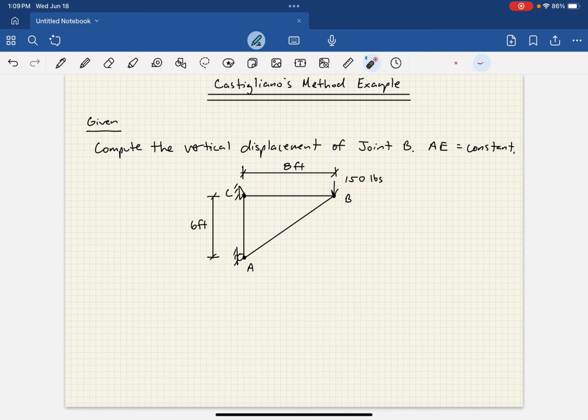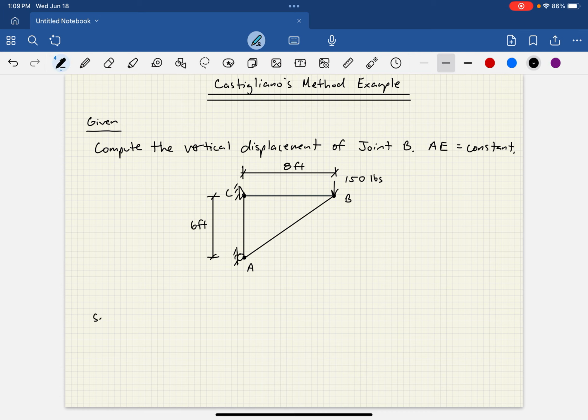Now, if you recall, we did an example very much like this. I think it's actually identical to this using virtual work a couple videos back, and we got the solution that particular way using virtual work. Now, with Castigliano's method, we should get the exact same final answer as we did using virtual work. Remember, Castigliano's method is also a type of energy method, okay? So let's go ahead and get started.